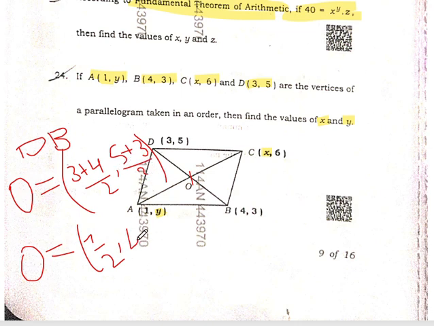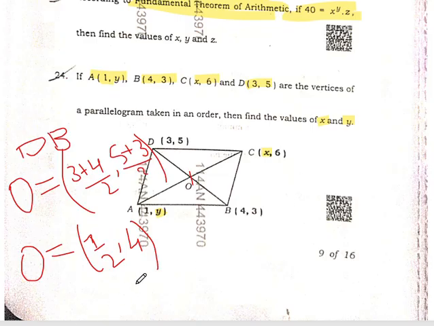8 by 2, that means 4. 7 by 2 comma 4 are the coordinates of O. So from this we got the coordinates of O, that is 7 by 2 comma 4. Using these coordinates, again use the same formula, the midpoint formula. For this diagonal AC, the same O is the midpoint of AC. Here O is the midpoint of DB also and O is the midpoint of AC also.